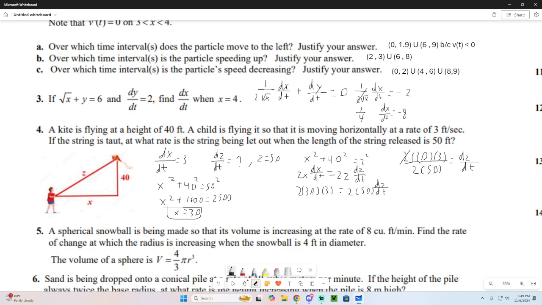but if it's not, you could make it easier by canceling out the 2's. 30 times 3 is 90. 90 over 50 is 9/5, so dz over dt equals 9/5 as our final answer.